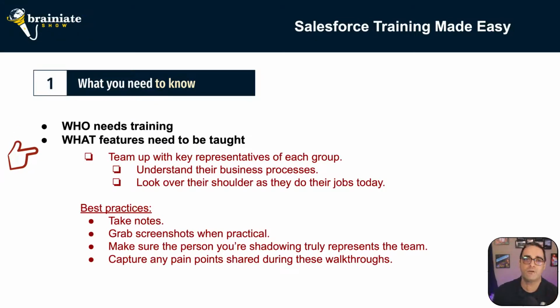The second thing you need to know is what features do they need to be taught? And the way you're going to do that is, first, you're going to team up with some key representatives from each group. So once you have identified, in the prior step, the different groups that need to get trained and the different individuals within those groups, you then start asking who are the one or multiple people within these groups that I can meet with to better understand their business processes, what it is that they do in their day-to-day job, whether it's in Salesforce or not. You need to know what a day in the life is like for those people that need to get trained.